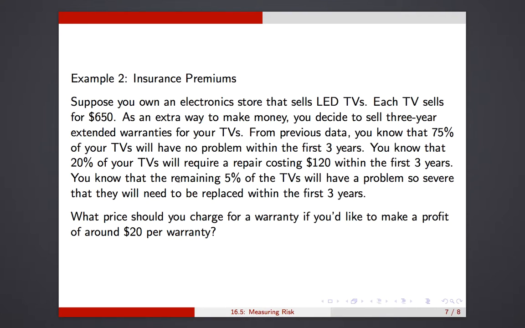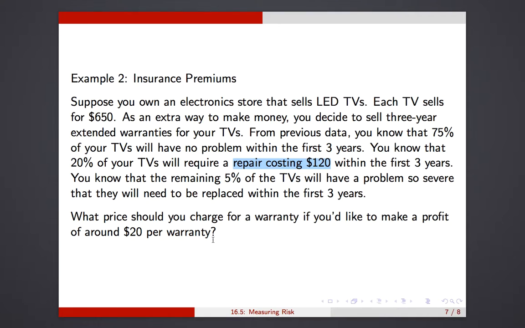Furthermore, you know that the remaining 5% of the TVs will have a problem so severe that they will need to be replaced within the first 3 years. So we have 3 outcomes here. Either a TV needs no repair, which is good for you. It will need a minor repair, let's say, costing $120, or they will have to be replaced, which, if you are the person selling this warranty, is the worst outcome for you.